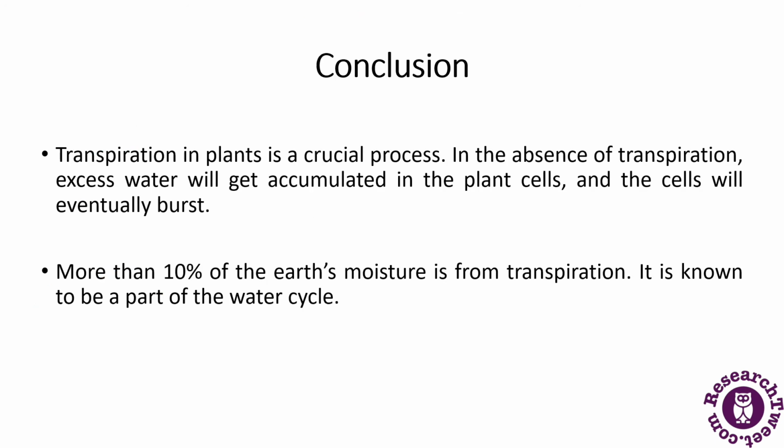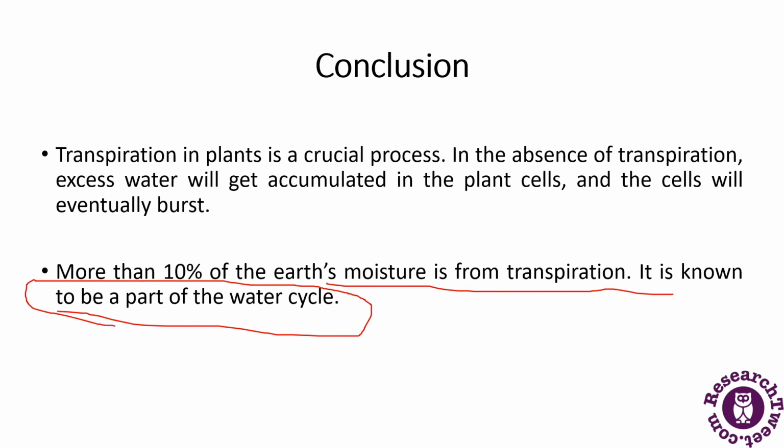So the conclusion here is that transpiration in plants is a very important and crucial process. In the absence of transpiration, excess water will get accumulated in the plant cells and the cells will actually burst. That is why it is an essential process. More than 10% of the earth's moisture is from transpiration, so it is also part of the water cycle.